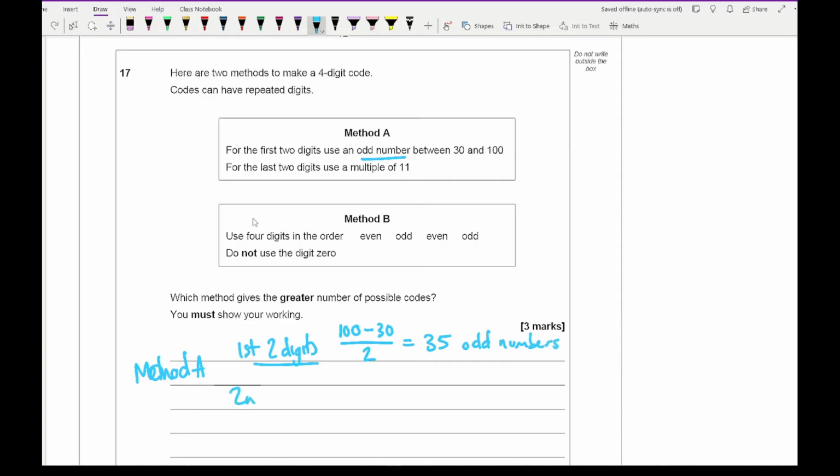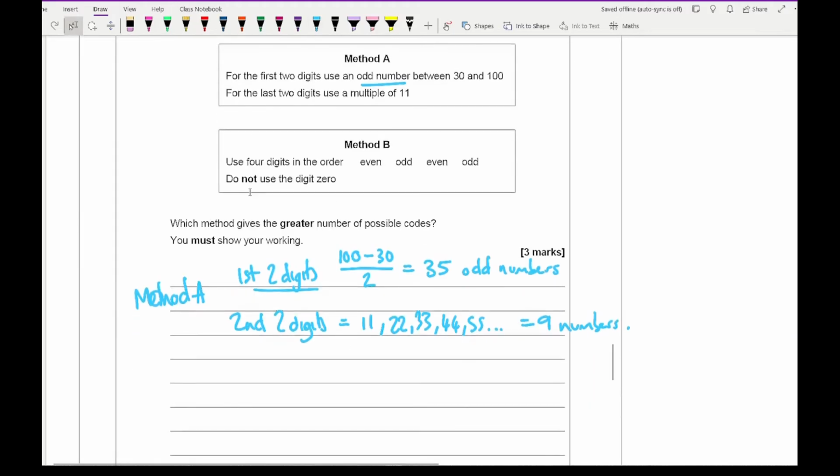Then for the second 2 digits, that's going to be a multiple of 11. So with all the double digits, it's going to be 11, and we've got 22, 33, 44, 55. So basically there are going to be 9 numbers that are multiples of 11 with 2 digits. So here then the number of combinations for method A is going to be 35 times 9, which gives me an answer of 315.